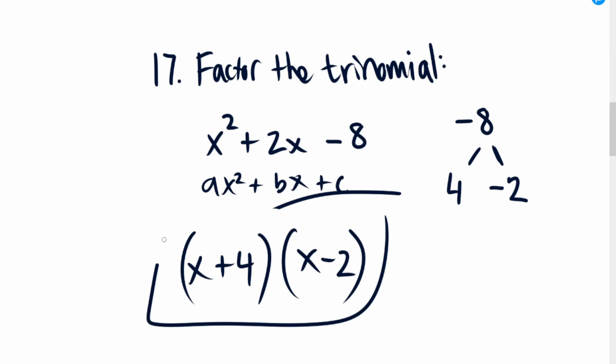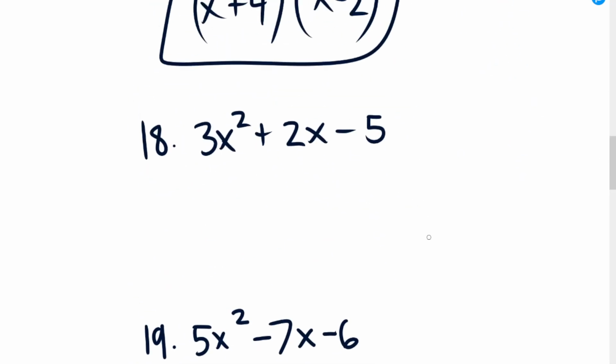Next, we have 3x squared plus 2x minus 5. We still want to factor this trinomial. I'm going to be using the AC method. That is when we take our a and our c term, which is 3 and negative 5, and we multiply them together, giving us negative 15. Then we're going to find the factors that will multiply up to negative 15 but add up to 2, and that will be probably positive 5 and negative 3.